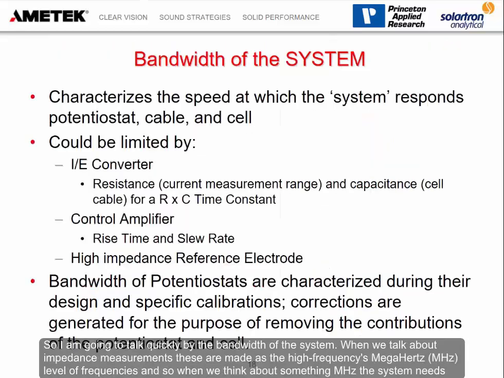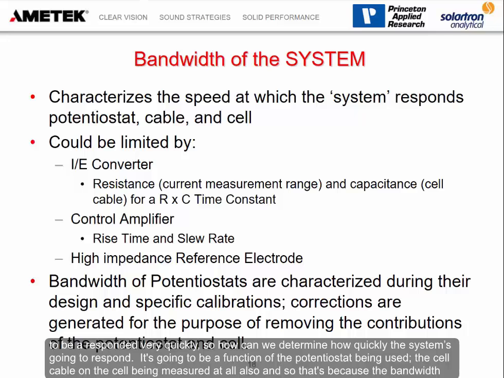So I'll talk quickly about the bandwidth of a system. When we talk about impedance measurements, these are made at frequencies as high as the megahertz level. And when we think about something in megahertz, the system needs to be able to respond very quickly. So how can we determine how quickly the system is going to respond?